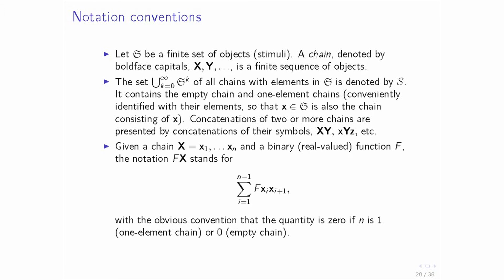And given a chain, a finite sequence of stimuli, and a binary real-valued function f, we will introduce the notation f of X, standing for this finite sum of f applied to (x1, x2), (x2, x3), and so on, with the convention that the quantity is 0 if n is 1, or 0 if it's the empty chain. So this way we define the function f as this cumulation of these dissimilarities.